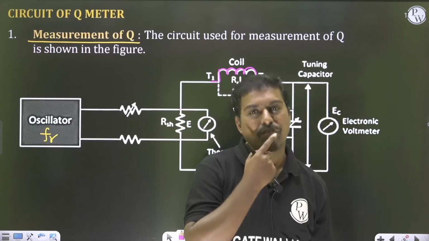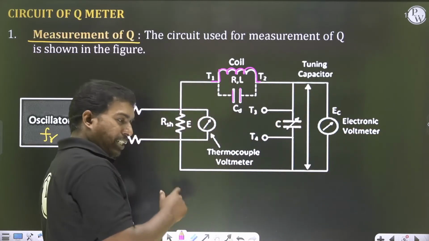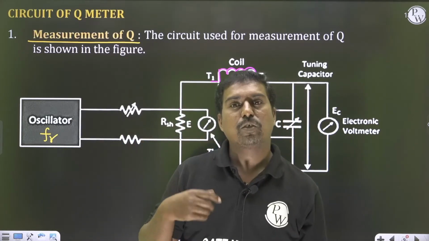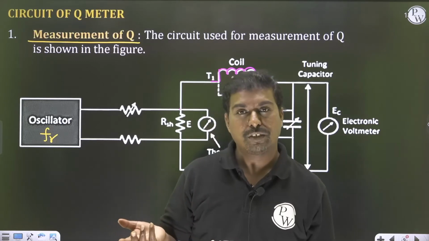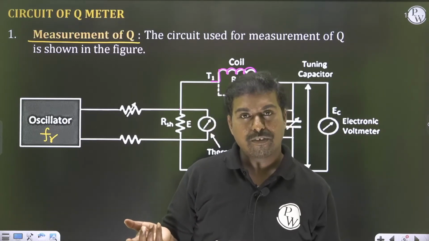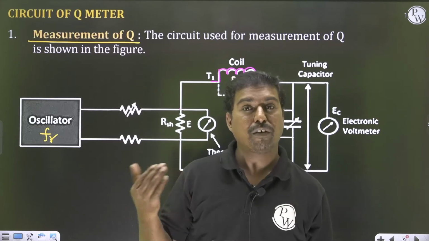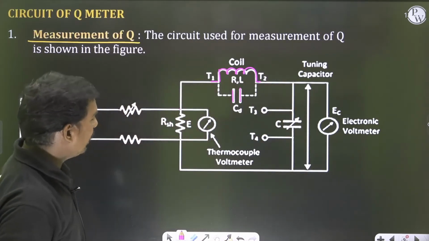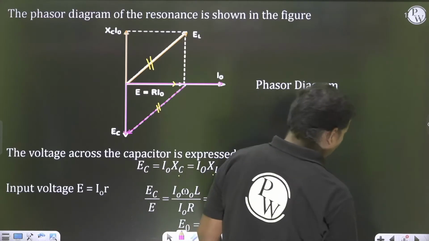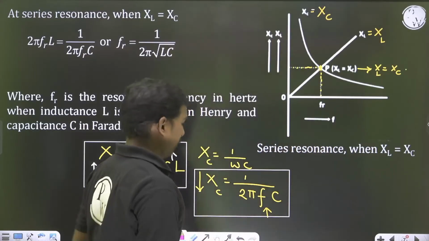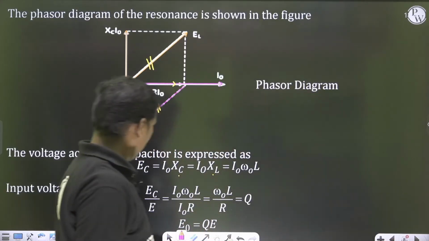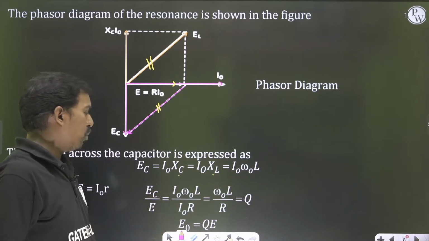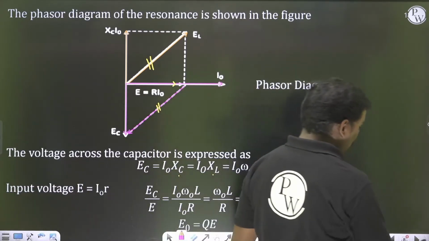Sir, how to get the resonant frequency? That I will tell you. What is the condition? At resonance, the voltage across the capacitor is equal to Q times the supply voltage. That is the maximum voltage. So that is what we have mentioned here: output voltage is equal to Q times the E voltage, whereas output voltage is nothing but the voltage across the capacitor. That is the maximum voltage.